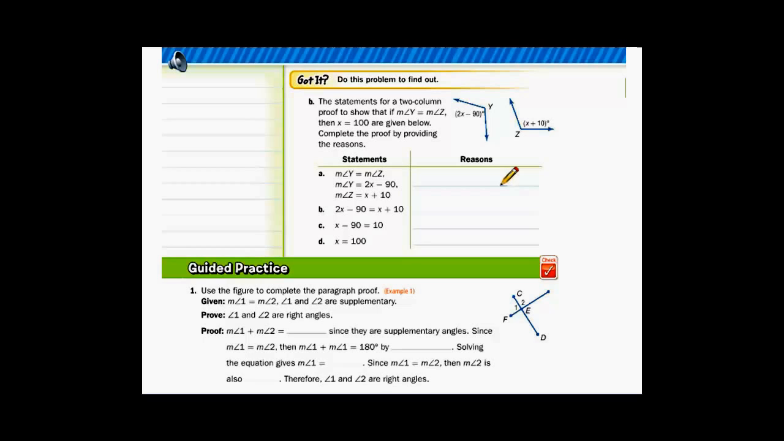Okay, let's look at our statements here. It says measure of angle y equals the measure of angle z. Measure of angle y equals 2x minus 90. Measure of angle z equals x plus 10. And I told you the start of these is always going to be the easiest. The reason is that it was given. All of that information was given right here in the problem. Okay, it's all given. So 2x minus 90 equals x plus 10.